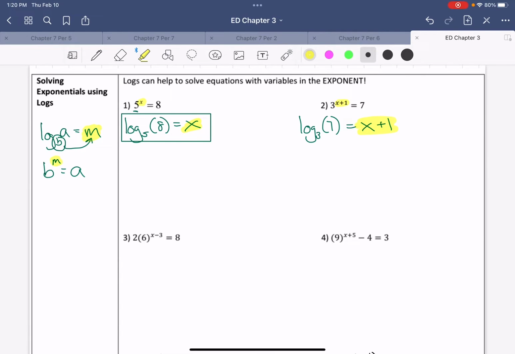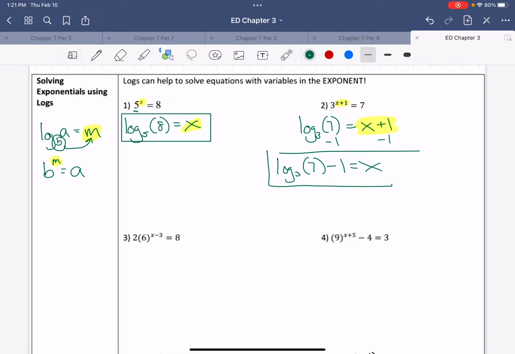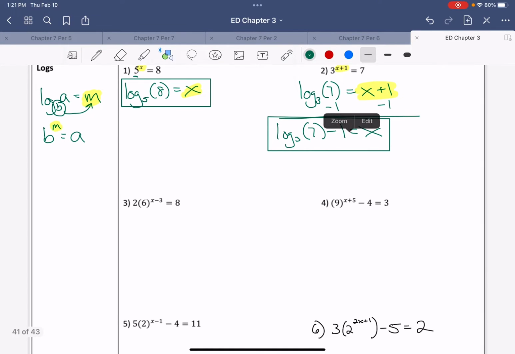This time I did not get x alone yet, so you have to finish solving it for x. But now that it's down on the ground, it's not up in the air anymore, to get x alone I would just minus 1. But you can't actually subtract the 1 from the 7, so it's just going to look like this. Log base 3 of 7 minus 1. And once I have x alone, I'm done. So there's number 1 and number 2. Always pause it if I'm going too fast.